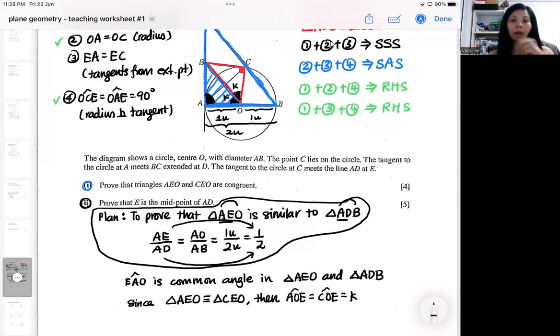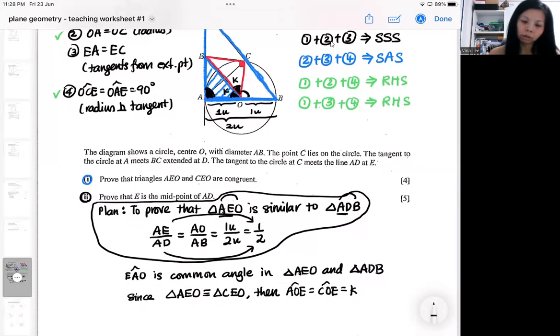So I make use of the congruency that I have in the first part. Then subsequently, because I already got the algebra, I can also get more algebra here. So if you take a look, COB will be 180 minus the 2K due to angles on a straight line.